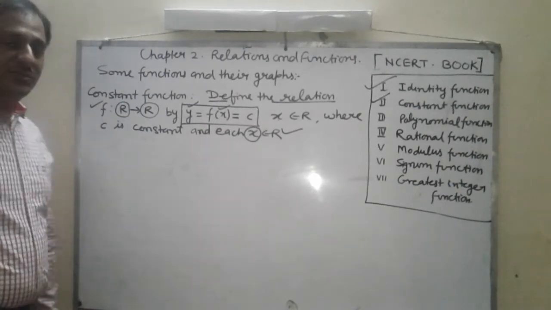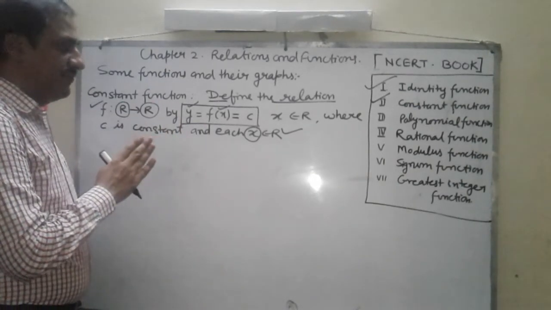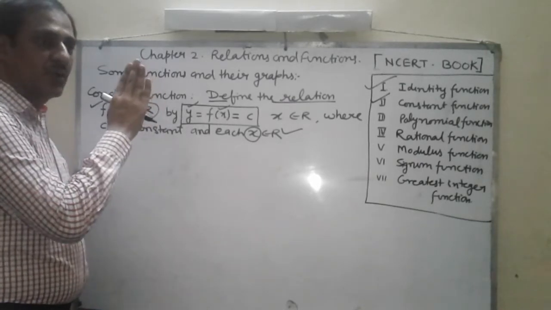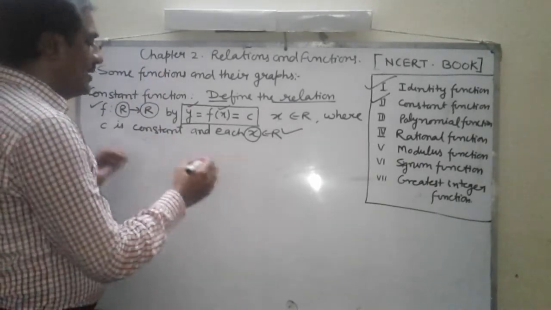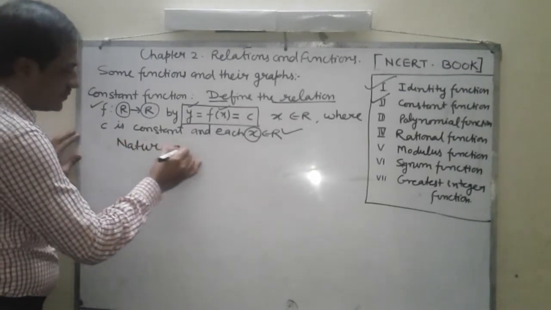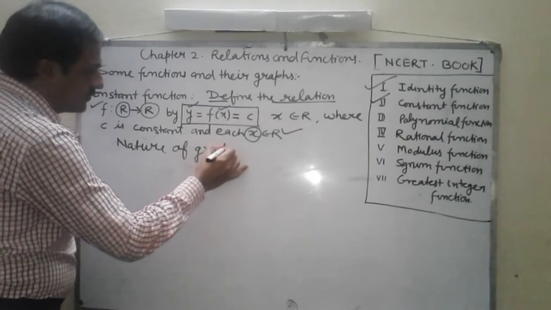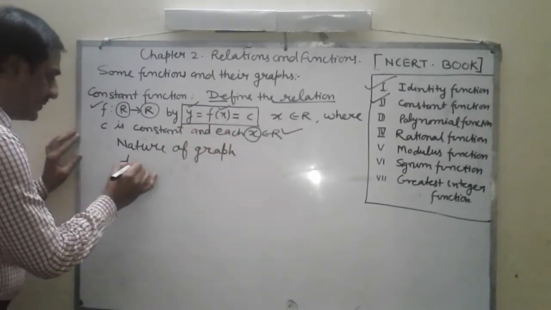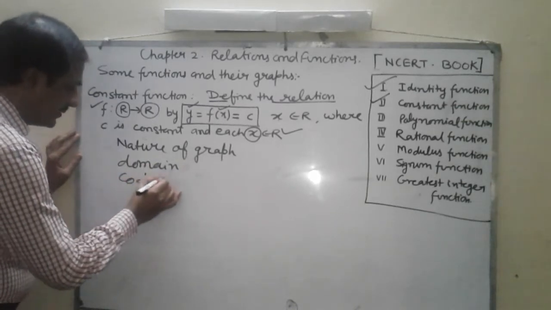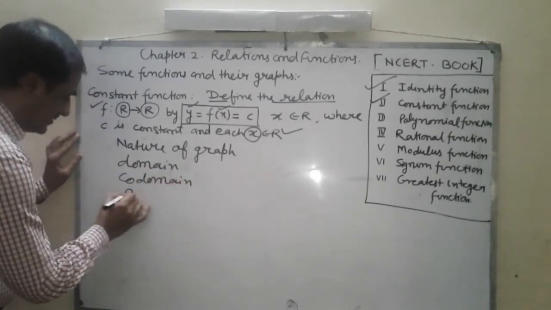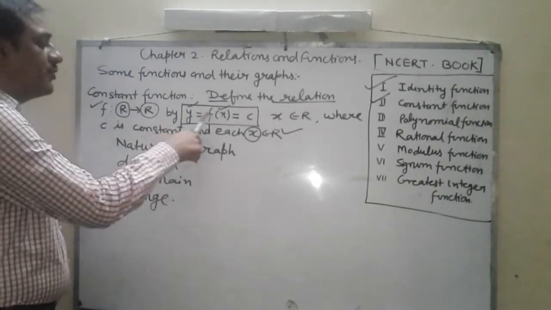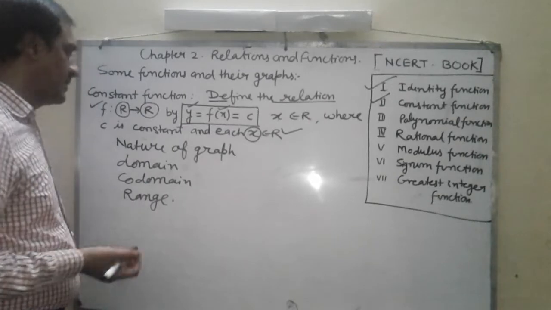Now I am talking about the nature of the graph of the constant function, along with its domain, codomain and range. Here y is equal to f of x is equal to c.